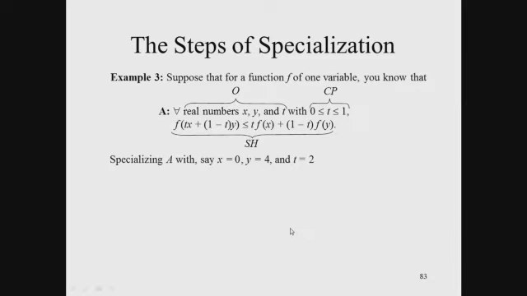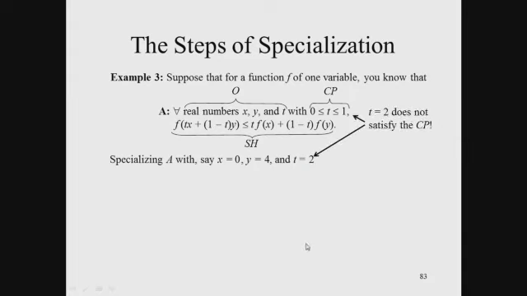How does specialization work? What do you have to find? Any objects? No. What objects? With a certain property. What is the certain property, by the way, here? T is between 0 and 1. Oh, t is between 0 and 1. Is 2 between 0 and 1? No, you cannot apply specialization.